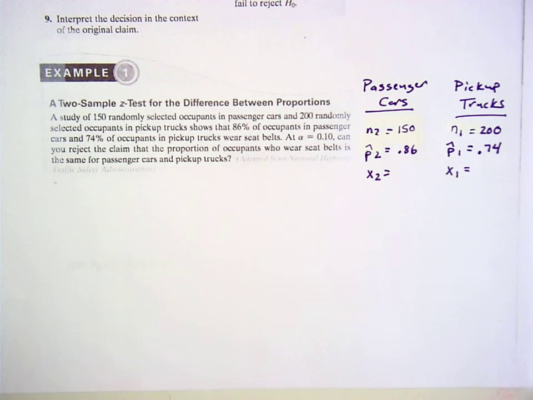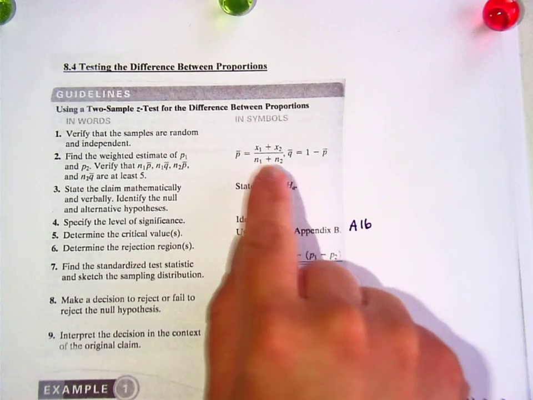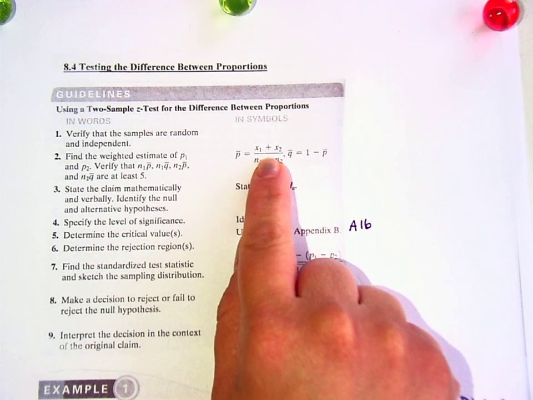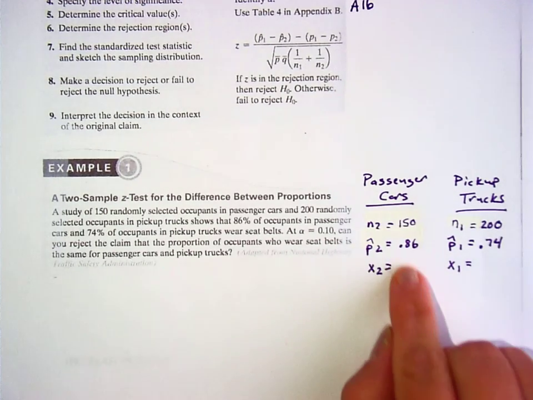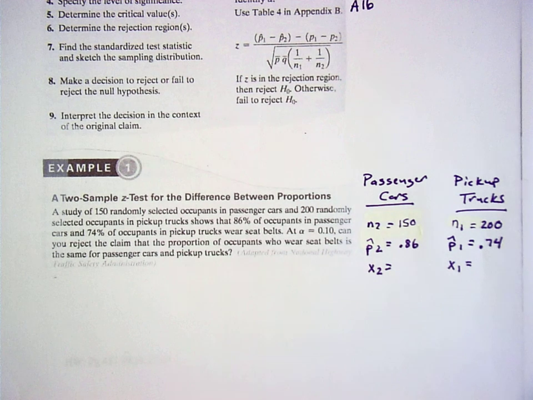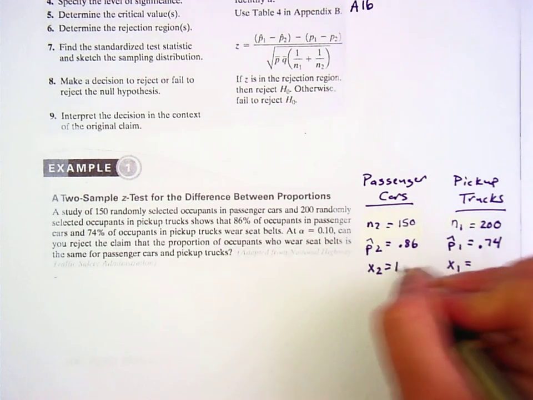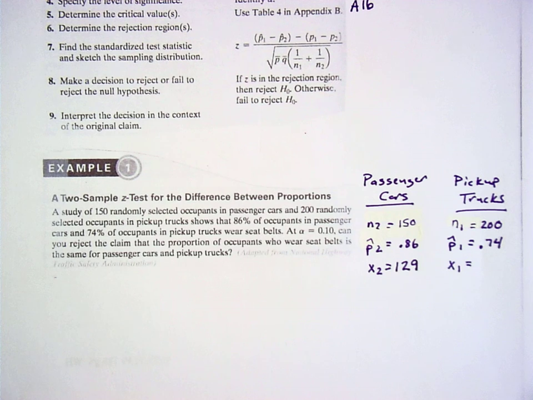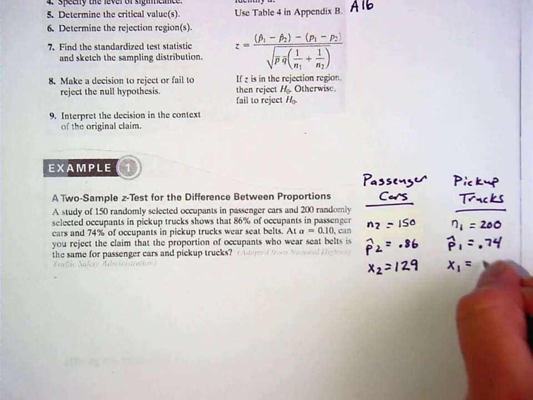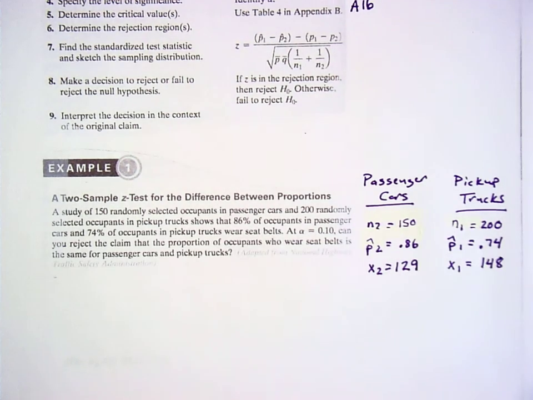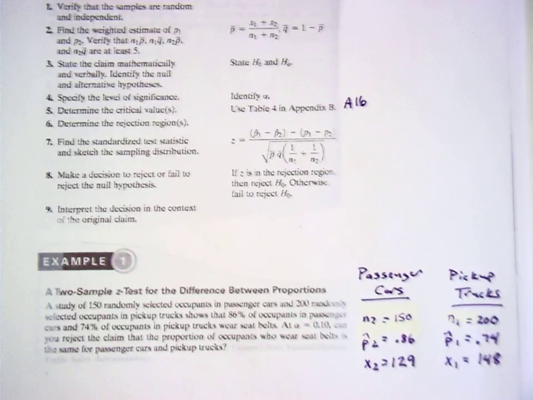And then, as you can see in this formula up here, we're going to need X1 and X2 eventually, so you need to have those numbers on hand. Remember, X is just the number of successes. So if you take quickly in your calculator 150 times 86%, you get 129, which is how many people must have said yes. And if you take 200 times 0.74, you get 148, which is how many people would have said yes for pickup trucks.